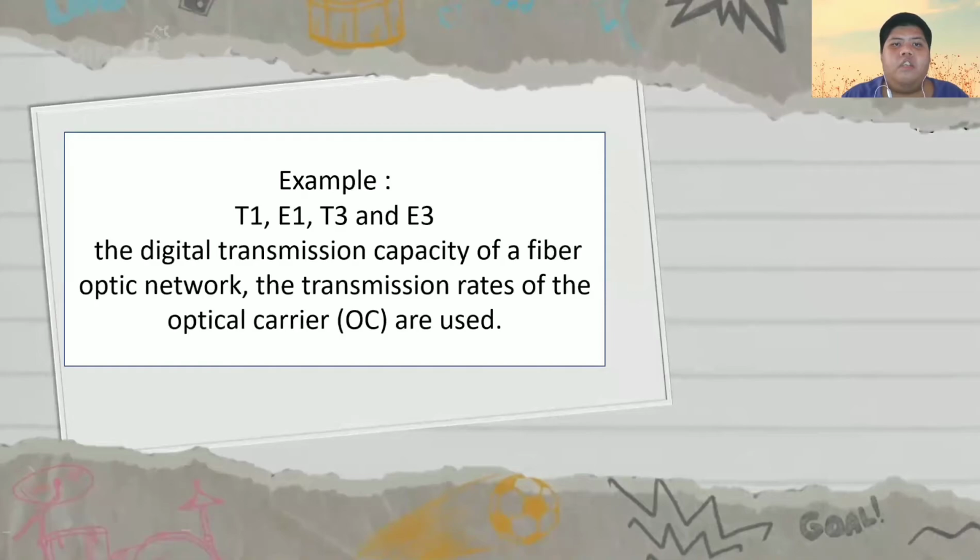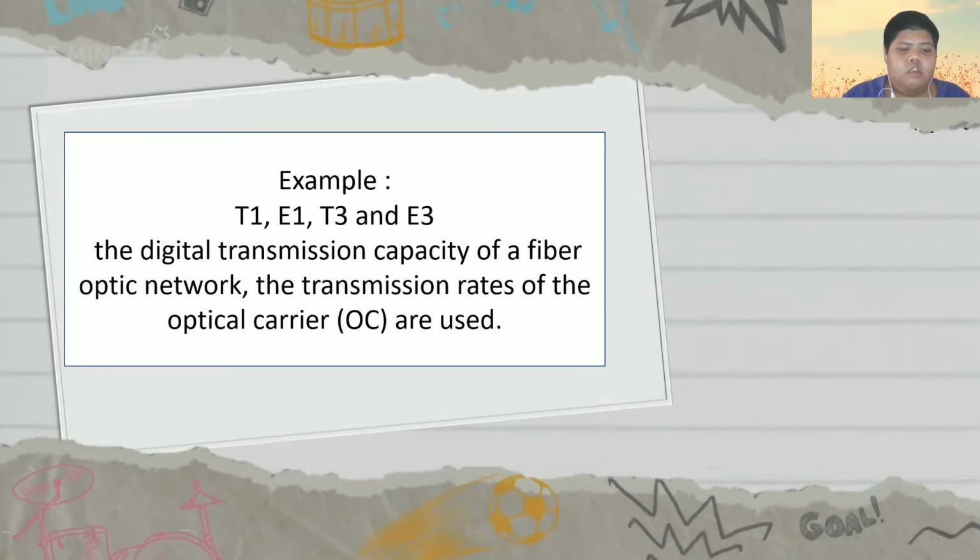Examples are T1, E1, T3, and E3. T1 supports 1.544 megabits per second, E1 supports 2.048 megabits per second, T3 supports 43.7 megabits per second, and E3 supports 34.368 megabits per second.